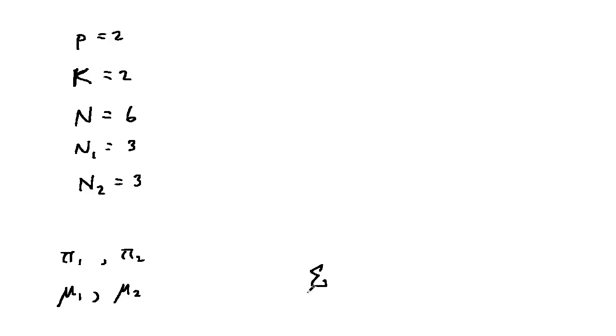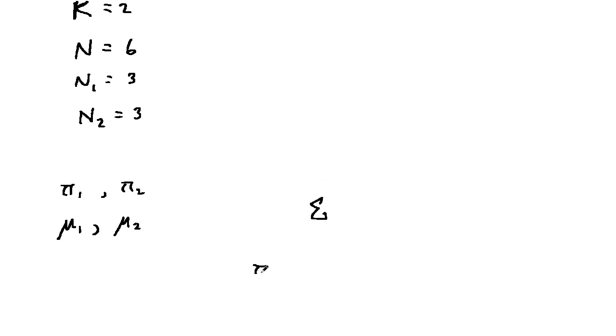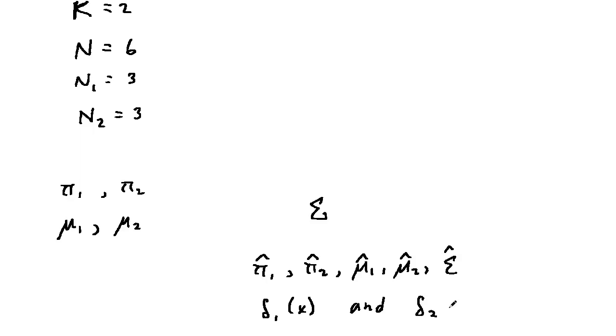Finally, using the estimates pi 1 hat, pi 2 hat, mu 1 hat, mu 2 hat, and sigma hat, we can find the estimates for the linear discriminant functions, delta 1 of x and delta 2 of x.